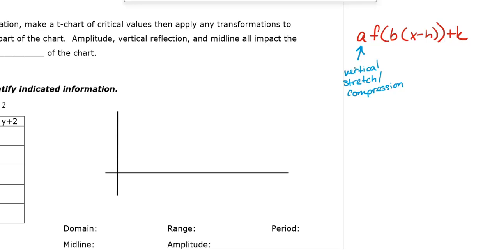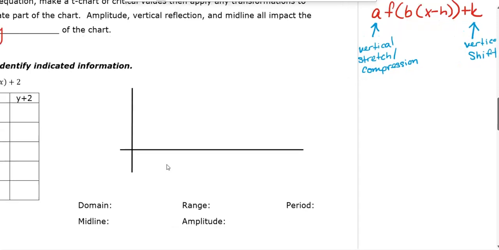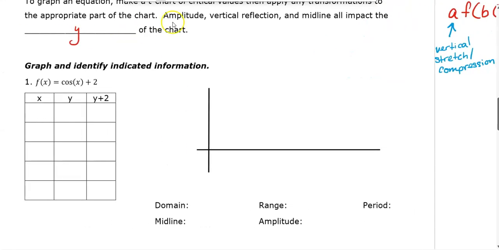We've already discussed that. Right now, what we're going to discuss is what this k is going to do. That's what's being added or subtracted at the end. Whatever I have added or subtracted at the end is my midline. That's your vertical shift. So we have a vertical stretch or compression, and here we have a vertical shift. Stretch, compression, shift. Because it's vertical, it's going to change that y value.